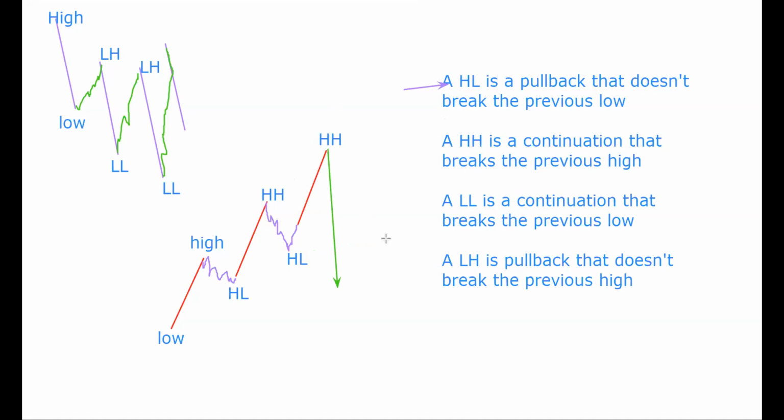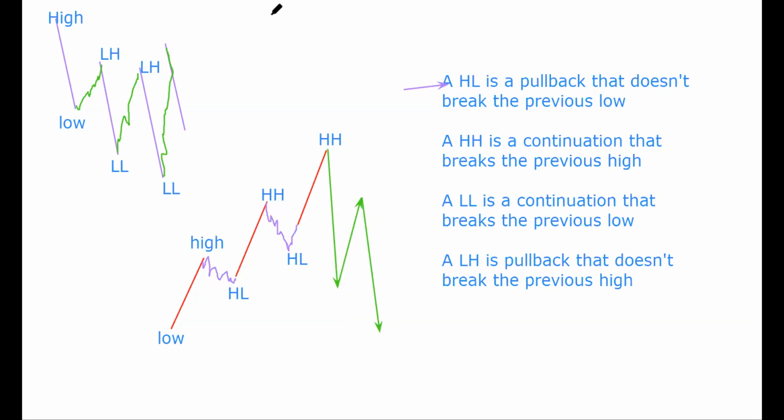Now, what happens after this? We should get a lower high. And when we get a lower high, remember a lower high is a pullback that doesn't break the previous high, right? When we get that lower high, what do we expect next? A lower low. It is only when this happens, when this second lower low happens, that you can confirm that structure has changed. Why is that?